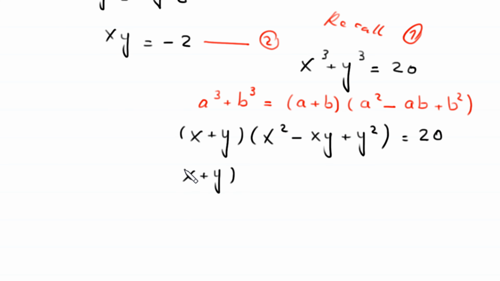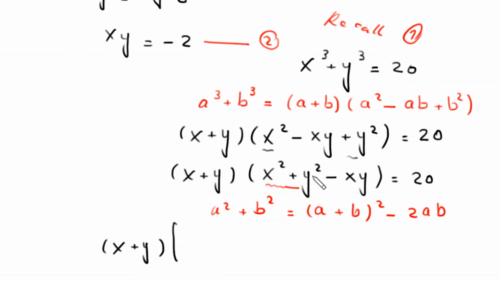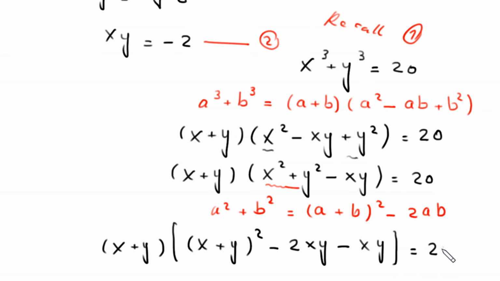x plus y times, we combine these two terms, x squared and y squared. This will become x squared plus y squared minus xy is equal to 20. Now by using this algebraic identity, a squared plus b squared is equal to a plus b whole squared minus 2ab, this x squared plus y squared will become x plus y times, this x squared plus y squared can be written as x plus y whole squared minus 2xy minus this xy is equal to 20.